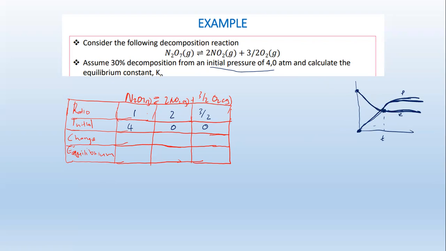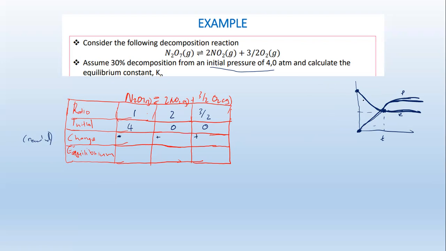Therefore, change is what reacted from this position to this position before reaching equilibrium. This is the change. How many has reacted? That's why I say to you, some say change, some say reacted. The reacted is from this position to that position. It's a difference. But now change for the reactant is going to be minus. For the products, it's going to be positive.